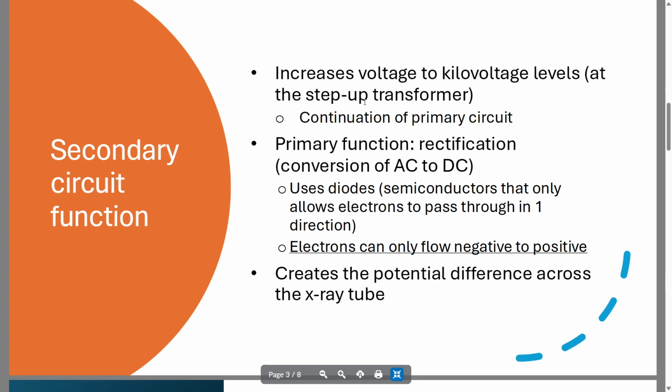So we've talked about how we have our kilovoltage levels at the level of the secondary circuit from that step-up transformer. And throughout our secondary circuit, its primary function is rectification. This is where we have our diodes. We're going to convert our AC current that's coming from the wall into DC current. Remember that the transformers don't do this, the diodes do. Our diodes, which are semiconductors, only allow electrons to pass in one direction, from negative to positive charges. It creates a potential difference across the X-ray tube, which allows the electrons to flow from cathode, the negative side, to anode, the positive side.